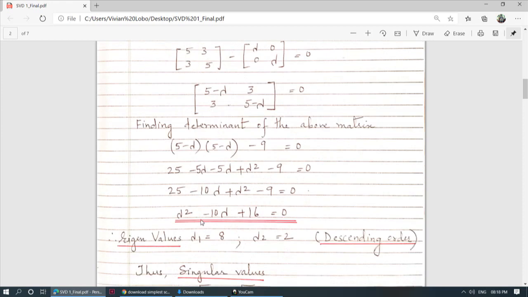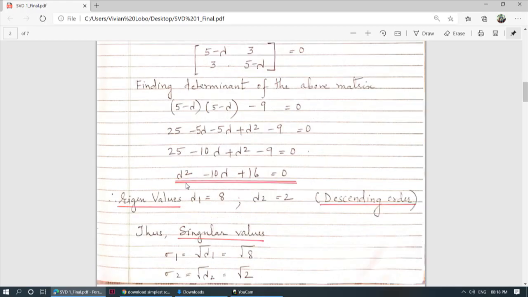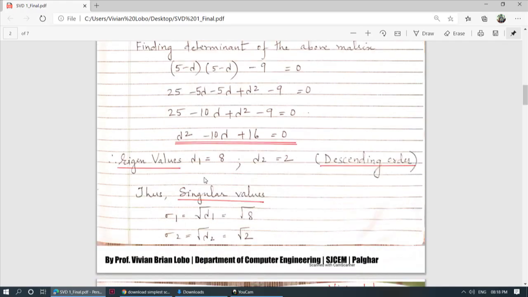On multiplying and carrying out the determinant, we get an equation: lambda square minus 10 lambda plus 16 is equal to 0. When we solve this manually or by putting this in the calculator, we get two values of lambda. Lambda 1 equal to 8 and lambda 2 equal to 2, which are nothing but the eigenvalues. Ensure that you consider the highest value to be lambda 1 and the lowest value to be lambda 2.